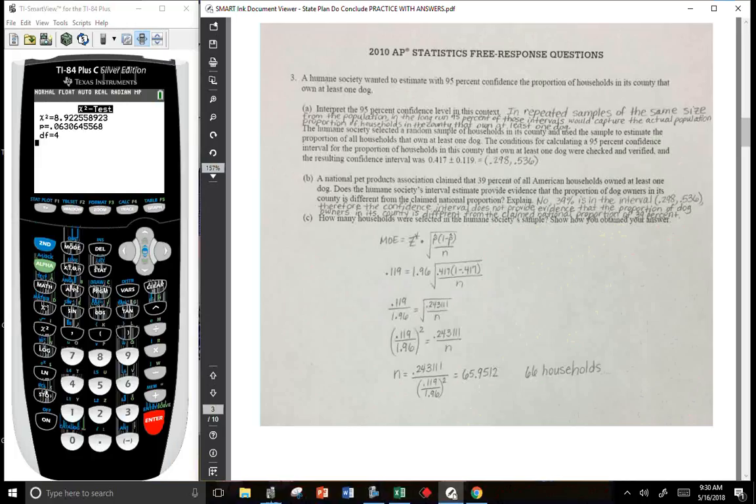For confidence level, there's some key things you need to remember to say. You need to say in repeated samples of the same size, like you're going to do this over and over and over, and all the samples you pull have to be the same size. You also need to say in the long run. They like those words for some reason. So in repeated samples of the same size from the population, in the long run, 95% of the intervals would capture, and then we go back to what we say in the interpretation of the interval itself. We capture the actual population proportion of households in the county that own at least one dog. But it's in repeated samples of the same size, in the long run, 95% of the intervals would do what we want it to do.